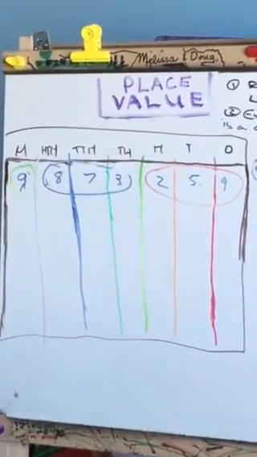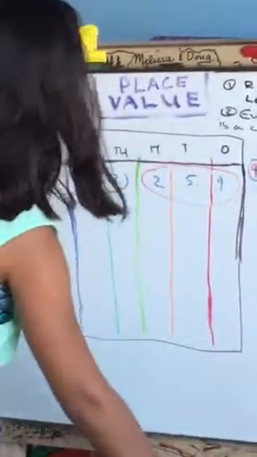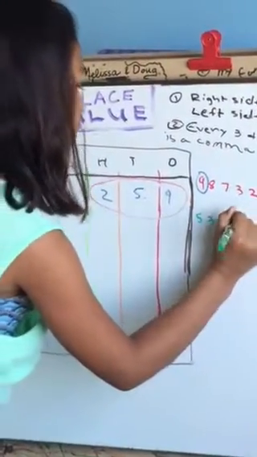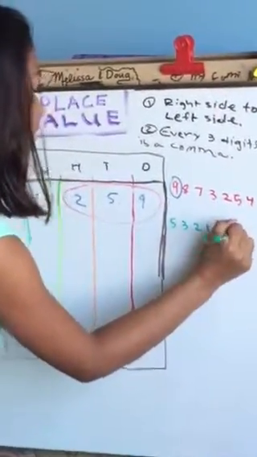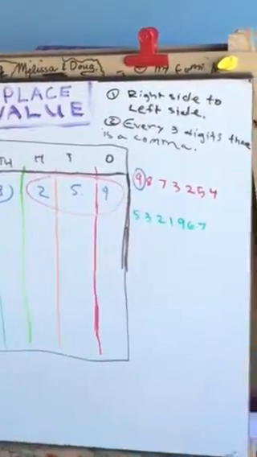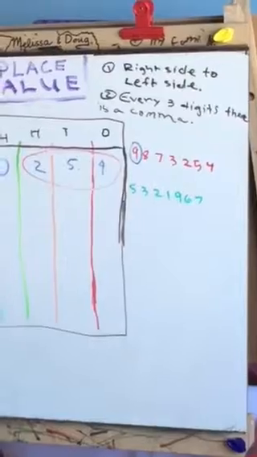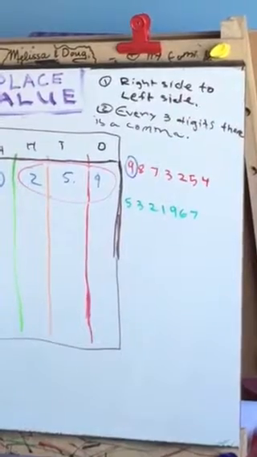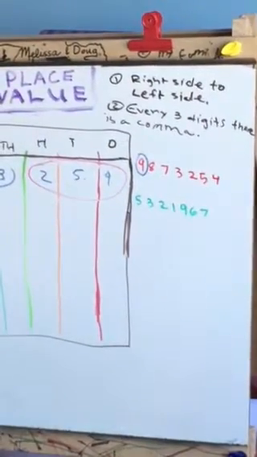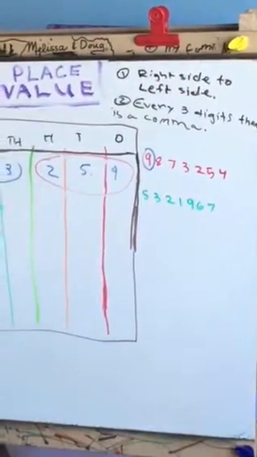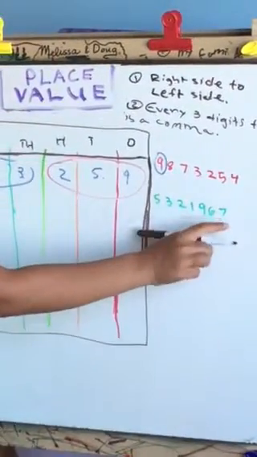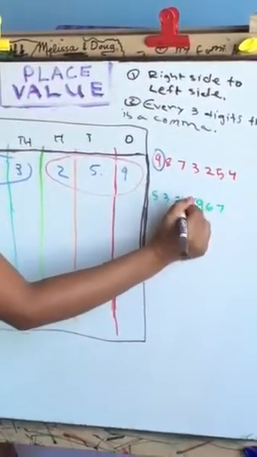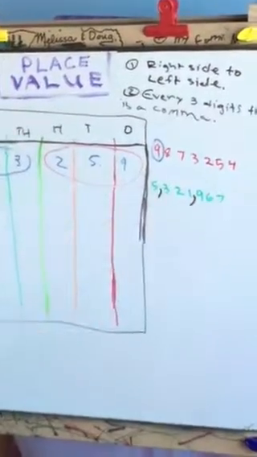Now let's do another one. I'm going to write the number. Let's do 5, 3, 2, 1, 9, 6, 7. Yeah, that's a good number as well. Now, I'm going to ask again, what does this 9 represent? Well, this time we're not going to use the chart. We're going to use commas. So, every 3 digits, there's a comma. So, we start from the right side. The first digit on the right side. So, 1, 2, 3, comma. 1, 2, 3, comma.